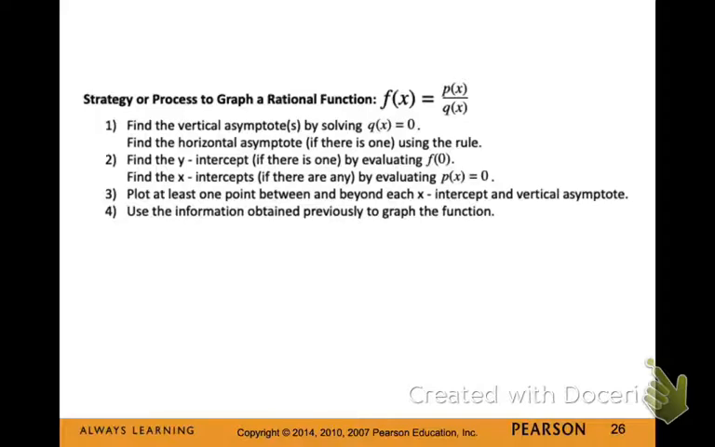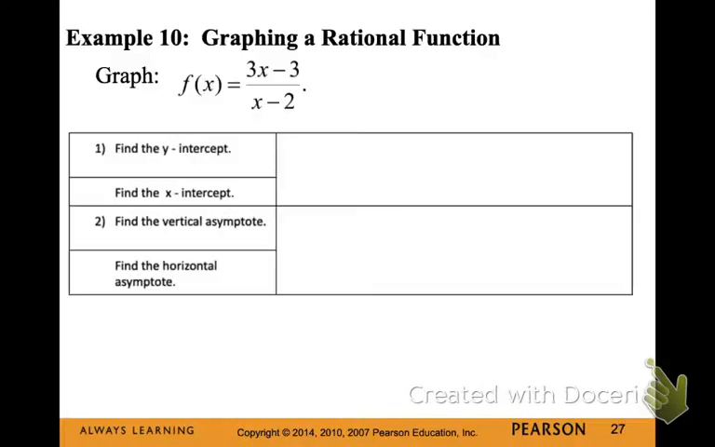Plot at least 1 point between and beyond each x-intercept, and notice it's at least 1 point. Sometimes between these breaks in the graph, we will plug in 2 x values so we can get an idea of what the curve is doing. And then you're going to use the information that you know previously from this class and other math classes of what the shape of this function should look like when you go to draw the curves.